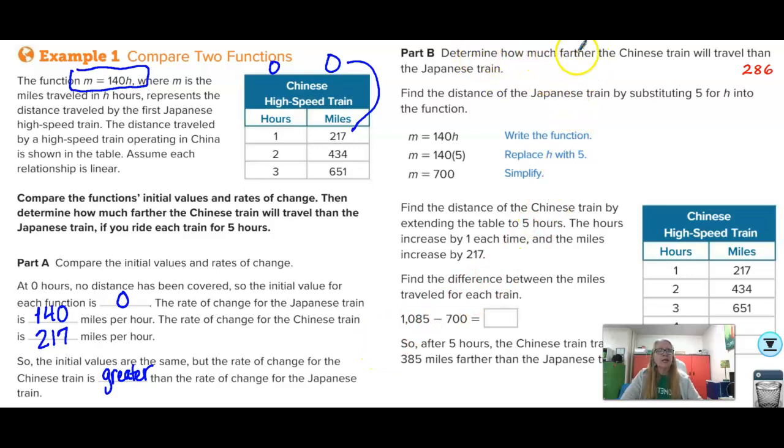So part B, determine how much farther the Chinese train will travel than the Japanese train. Well, they're going to have to tell us in how long. Find the distance of the Japanese train by substituting 5 for h.